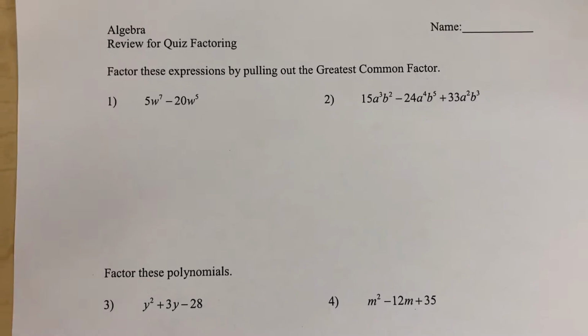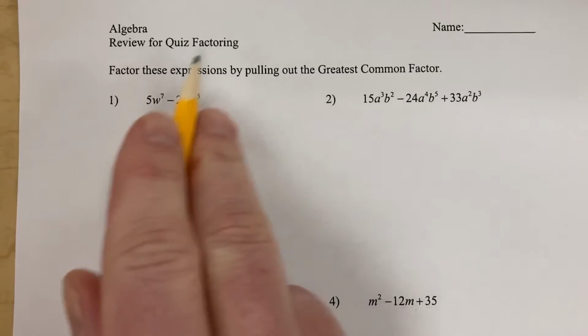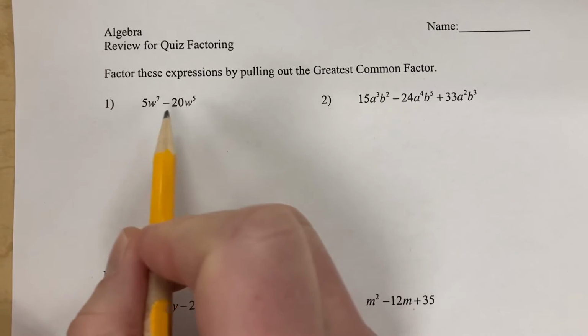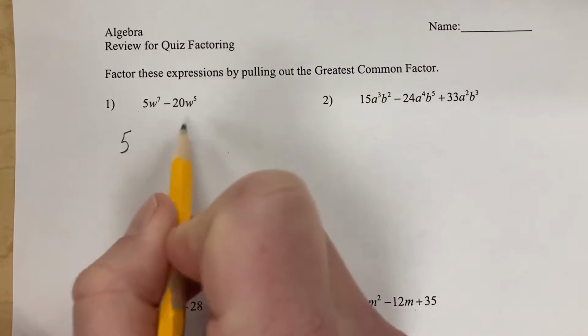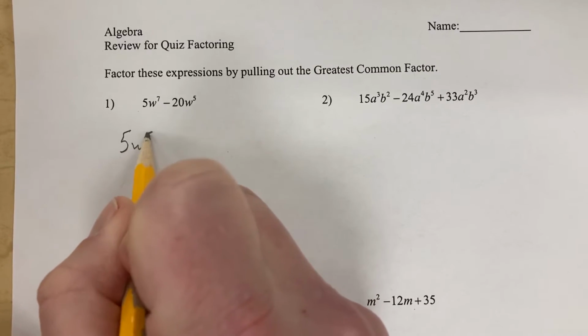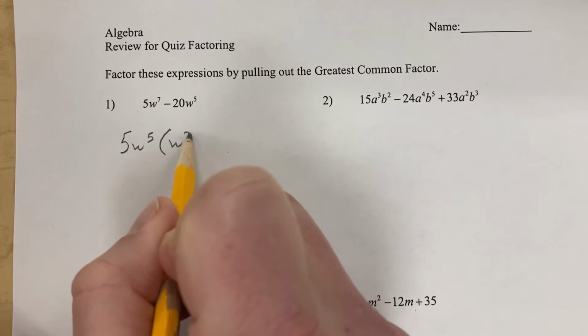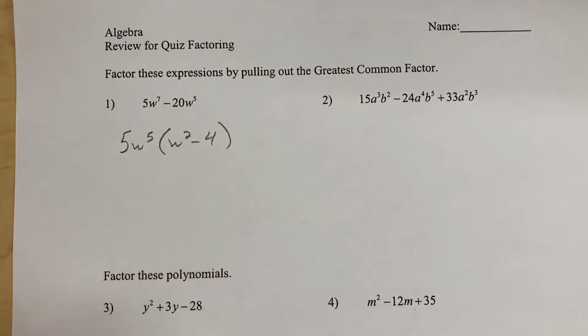All right, these are the answers to the review for the factoring quiz. First one's just want us to pull out the greatest common factor. What can divide evenly into 5 and 20? That'd be 5. And we have 5 w's that can be pulled out. So that leaves us with w squared minus 4 left over.